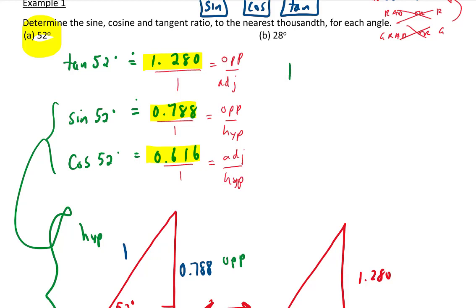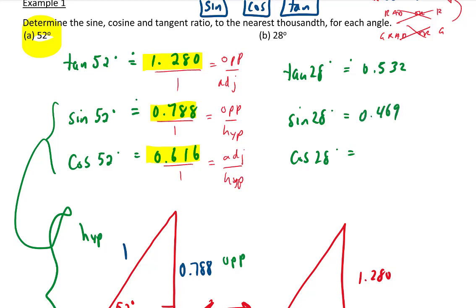All right, so let's do the last one. Let's figure out the tan of 28, see if your calculator is in the right mode, sine of 28, and cosine of 28. So here I get approximately 0.532. And then for the sine of 28, 0.469. And then for the cosine of 28, 0.883.